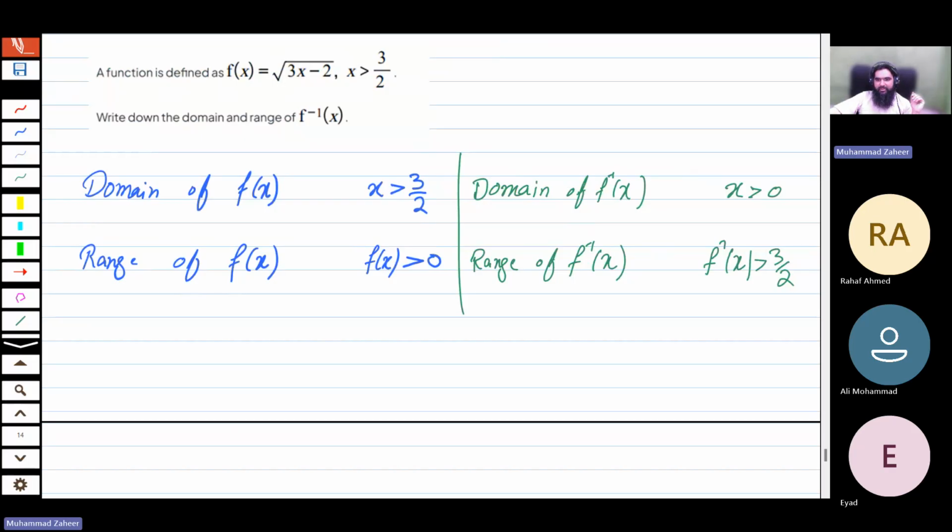So basically, you don't have to do anything. You just have to find the domain and the range of the given function, which we already know how to find. Once you have found the values, the domain will become the range of the inverse function, and the range of the function will become the domain of the inverse function. That's it.